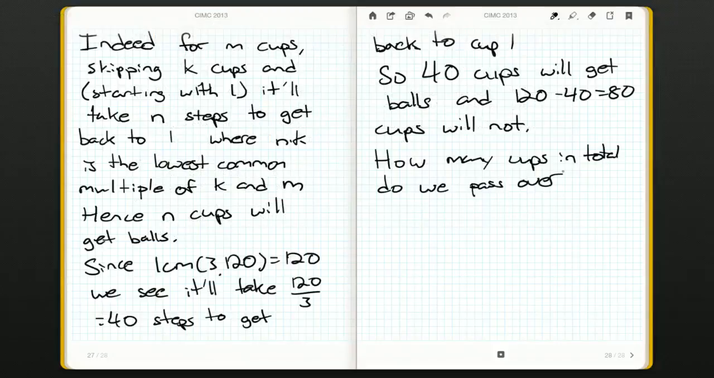Sure, we're going from 1 to 8. We're just talking about 2 cups there, 1 and 8, but we're actually covering 7 cups, 2, 3, 4, 5, 6, 7, and 8, in order to get from 1 to 8. That's how we determine our position. So we pass over 7 times 338, which is 2,366. That's how many cups we pass over.